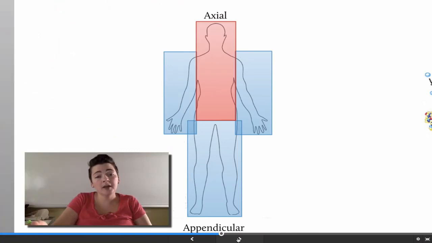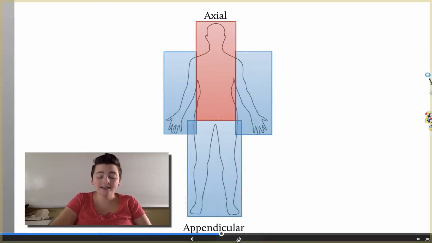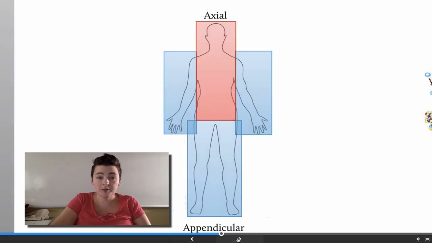If we look at the body, we can divide it into 2 major parts. And oftentimes when we're looking at systems, it is divided into these 2 parts. We have axial. Axial would be the head, neck, and trunk. So this red box here. And then the rest is the appendicular. So your arms and your legs are going to be your appendages or your appendicular portion of your body.